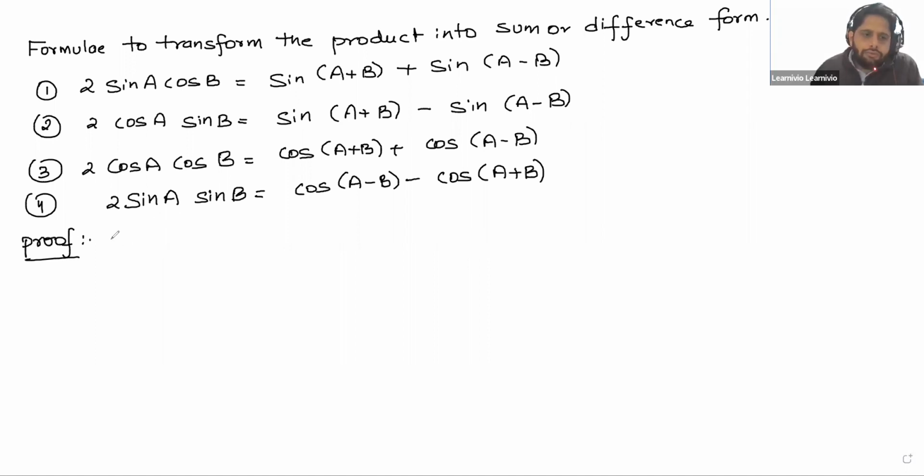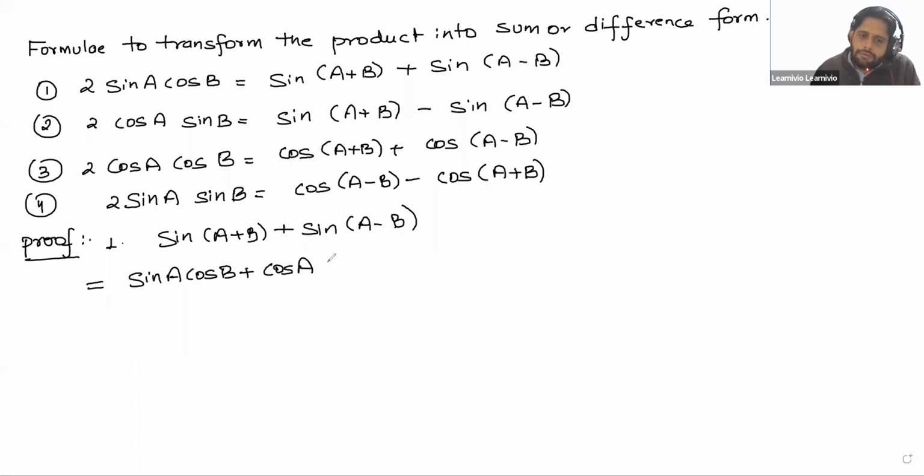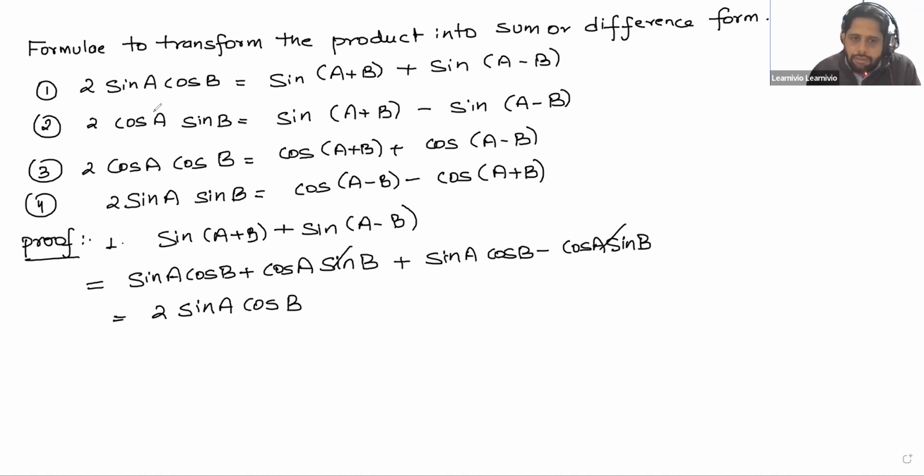Okay. So proof for first part. We have sin A plus B plus sin A minus B. If you open this, what is sin A plus B? Sin A cos B plus cos A sin B. And this is sin A cos B minus cos A sin B. Cancel these. Finally, you will get 2 sin A cos B. The formula we will get.